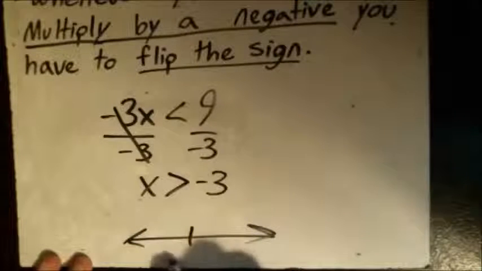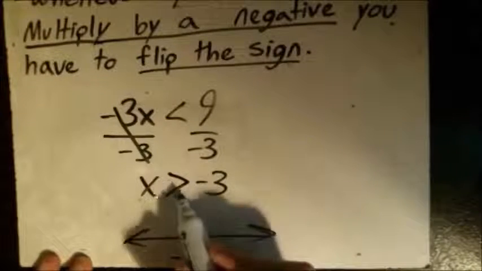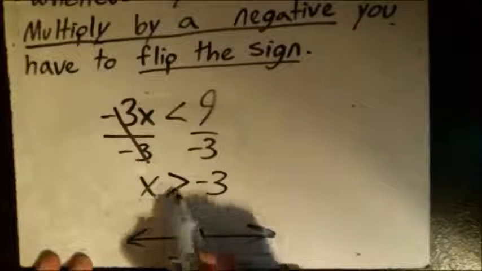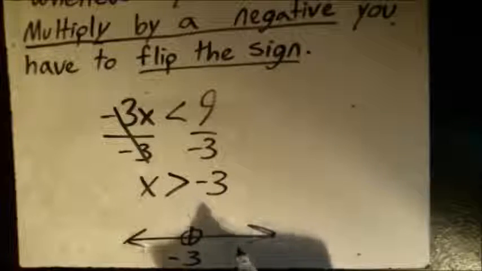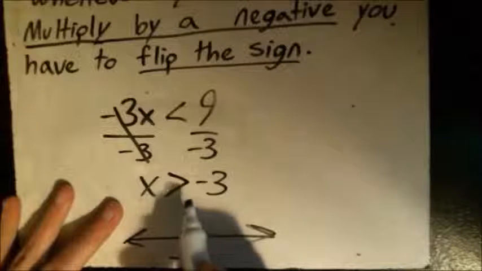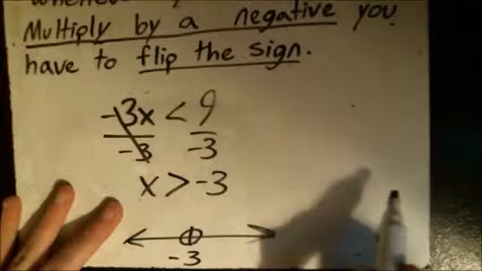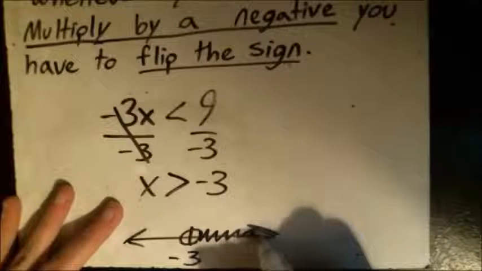And so when I graph that, I'd have my point at negative 3. It'd be an open circle because it's only a greater than sign. Because my variable's on the left, I can use my arrow trick, and seeing that my arrow is pointed towards the right, I'm going to shade towards the right.